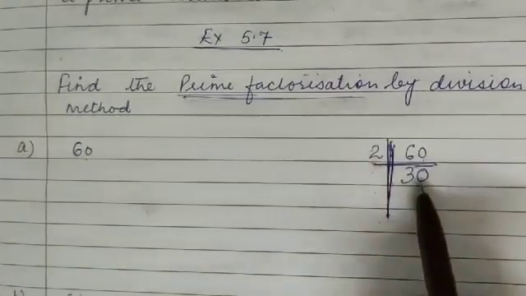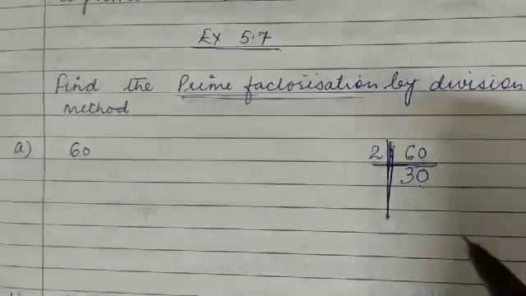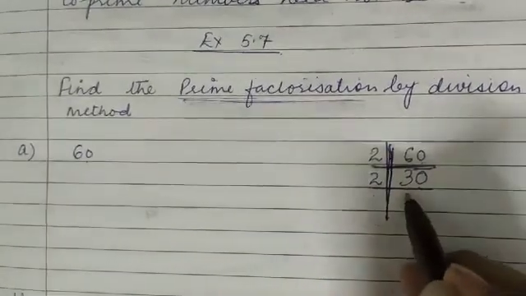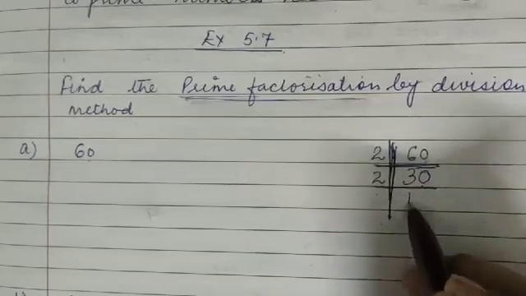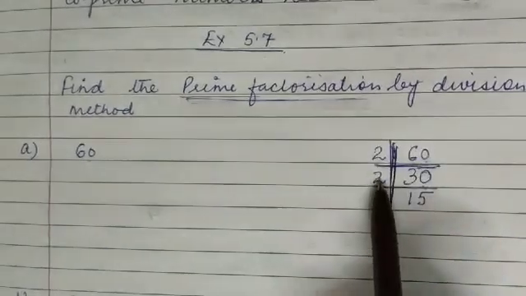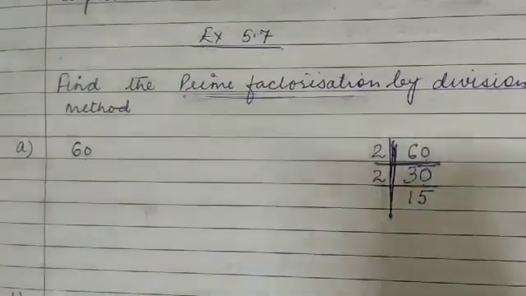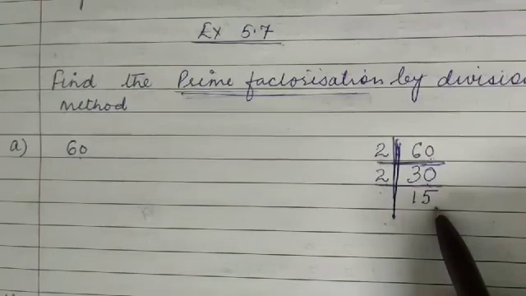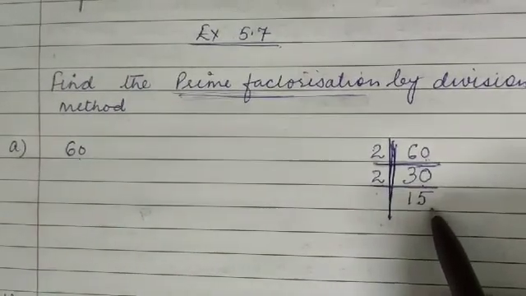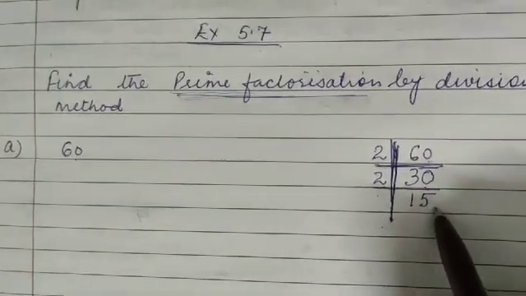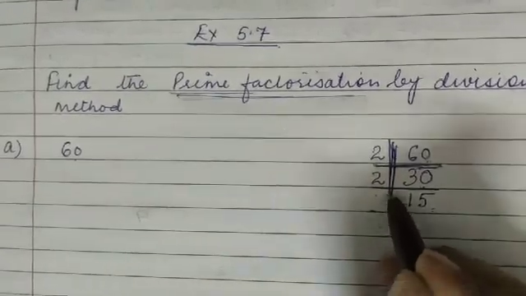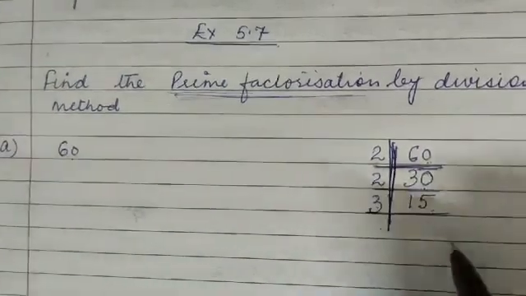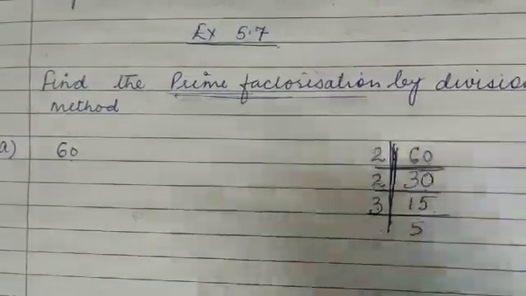Now 30. Here the last digit is 0. It is also divisible by 2, so you can divide it by 2. In the table of 2, where does 30 come? 15. 2 15s are 30. Now 15. 15 is not an even number, so it is not divisible by 2. Which is the next prime number after 2? That is 3. Yes, 15 is divisible by 3. So we will divide it by 3. In the table of 3, 3 5s are 15.